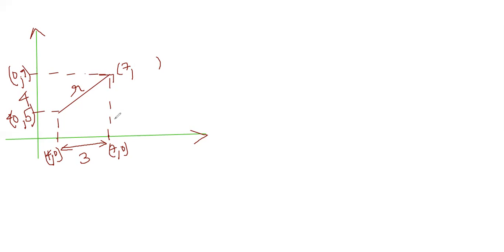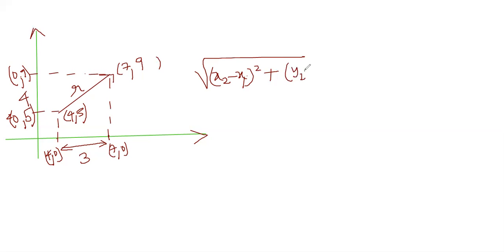Understood? Those numbers I'm trying to find out. So what would this be? 7 comma 9. This would be here. What would be here? 4 comma 5. Now, if I want to find out the length of this vector, what is the formula? From mathematics, root over x2 minus x1, whole square, plus y2 minus y1, whole square. You remember this or not?